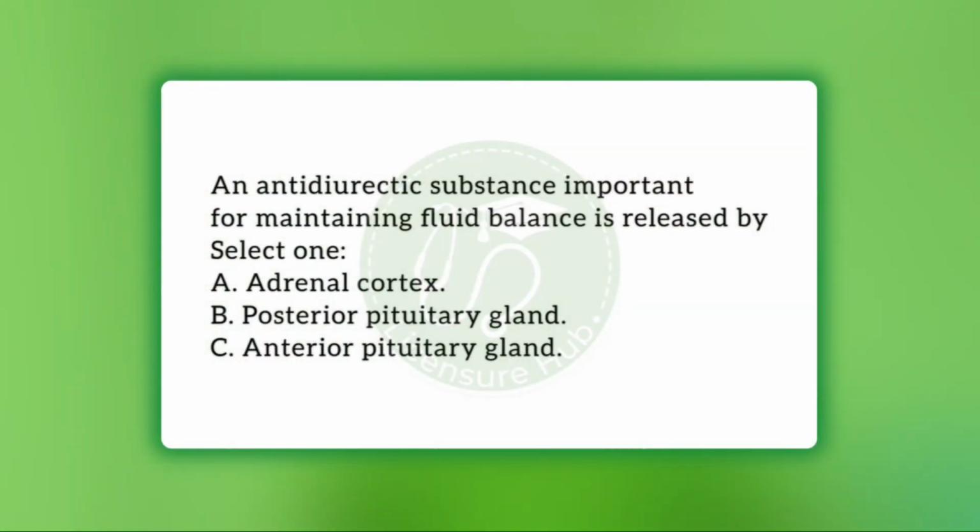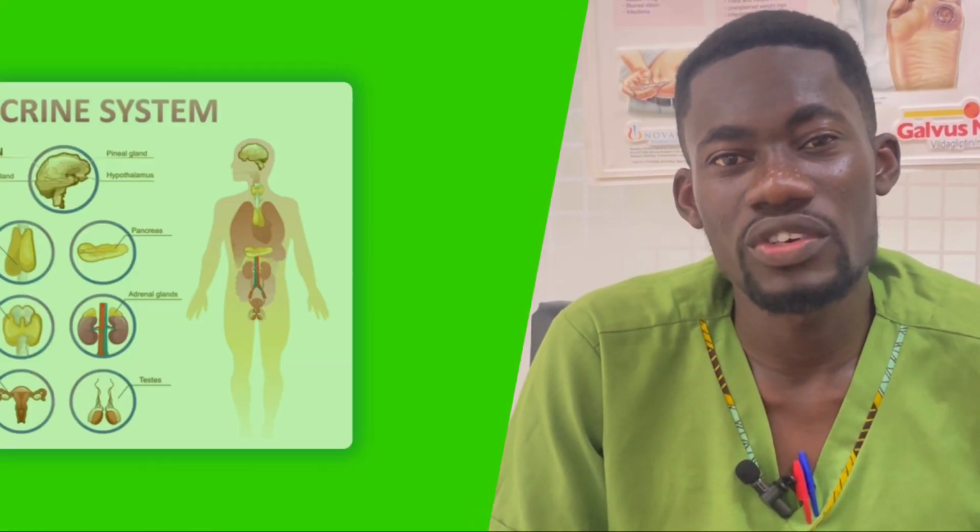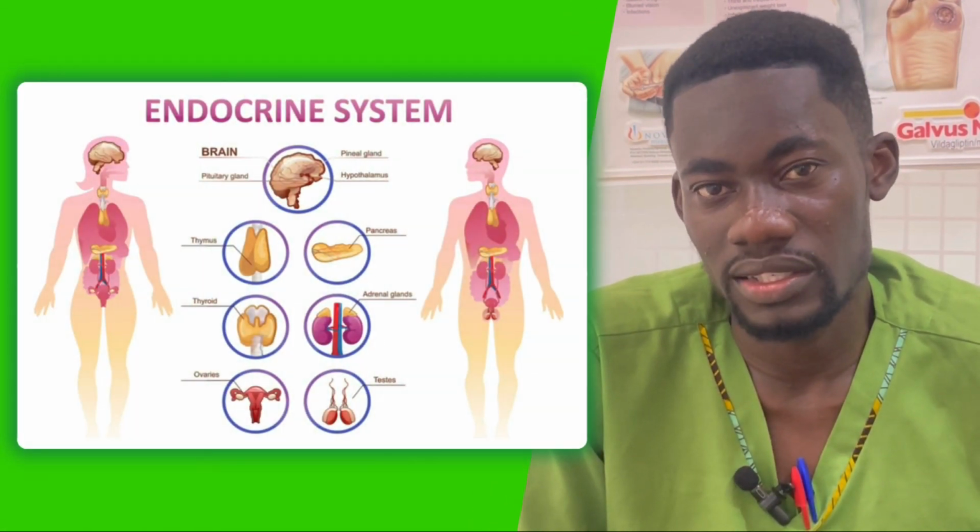Today we are also going to look at more of the medicine questions and explain or justify why our answer is this. To begin with, the question on the screen reads: an antidiuretic substance important for maintaining fluid balance is released by A. Adrenal cortex, B. Posterior pituitary gland, and C. Anterior pituitary gland. Looking at this question, viewers, one must quickly remember the endocrine system in order to select the correct answer.